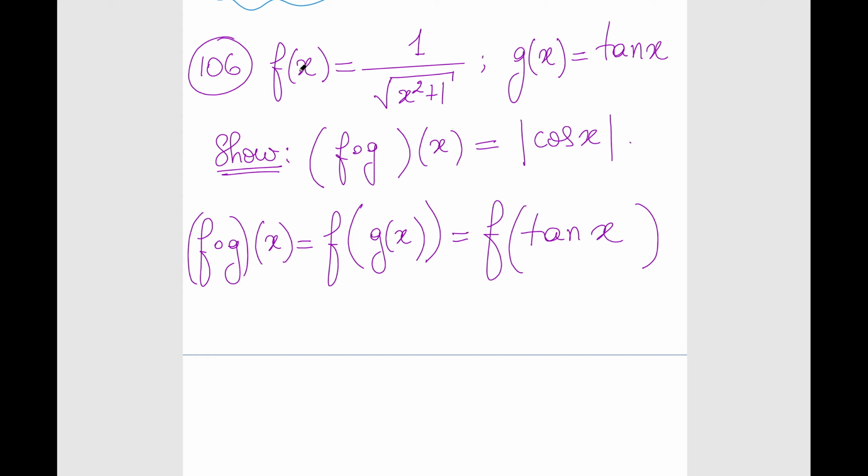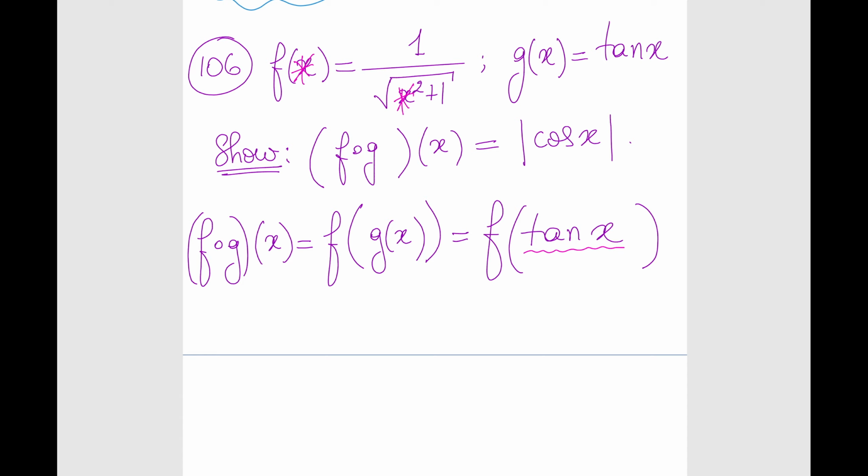And now how does f operate? Well, if you don't like x here, let's cover this with an asterisk. Look, f of something is equal to 1 over the square root of the thing squared plus 1. One more time, how does f operate? F of an input is equal to 1 divided by the square root of the square of the input plus 1. Correct? Who's my input now? Tangent of x. That's my input, right? That's taking the role of the asterisk that we just built here.